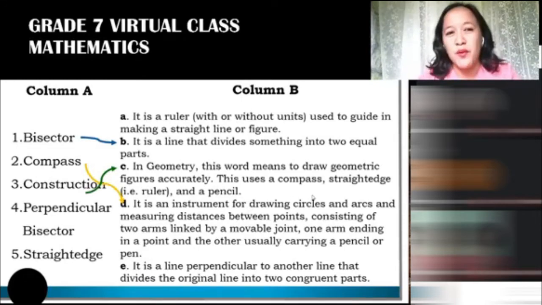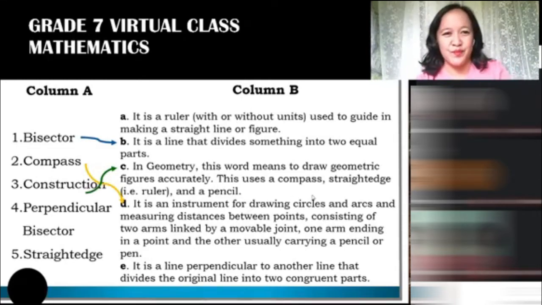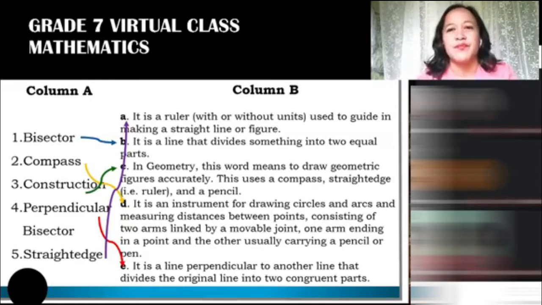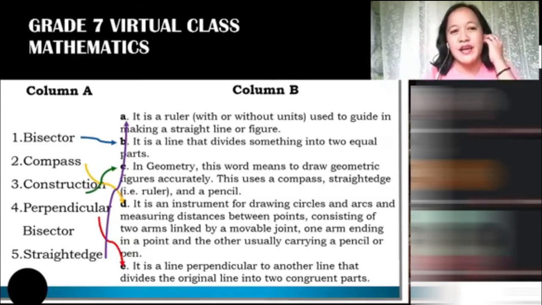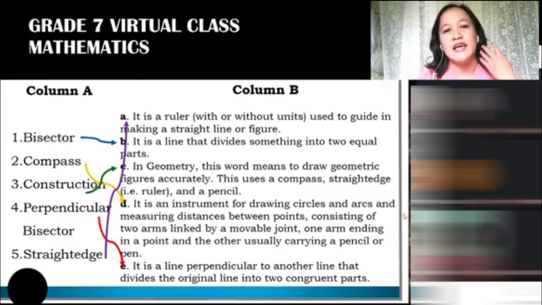What about number 4? What is your answer? E. Is it letter E? Exactly. It is a line perpendicular to another line that divides the original line into two congruent parts. And lastly, straight edge. Of course, our answer is letter A. So it is a ruler, used to guide in making straight lines or figures. So I guess you really learned a lot from our last lesson.